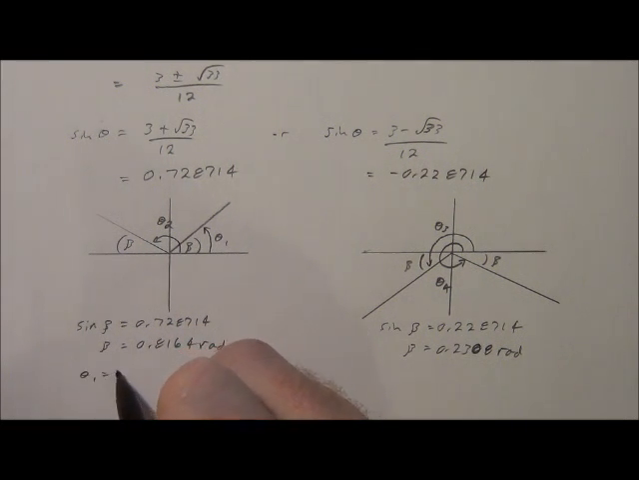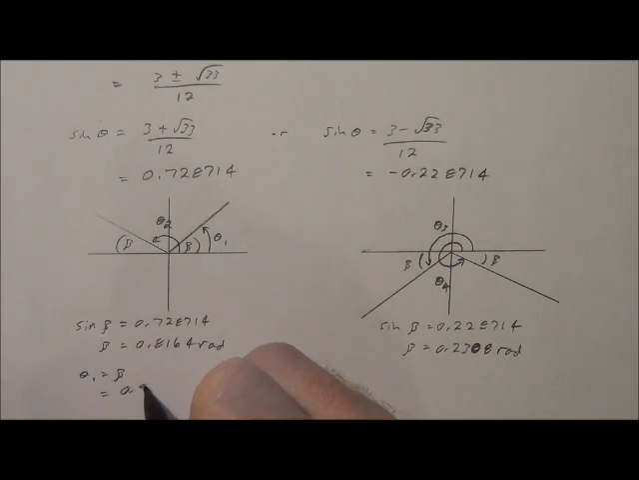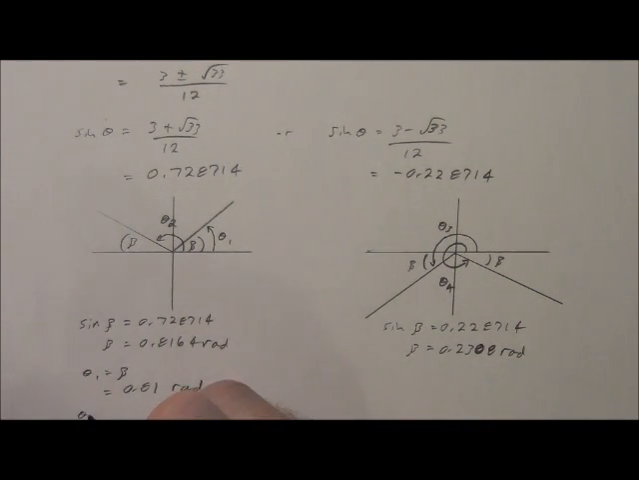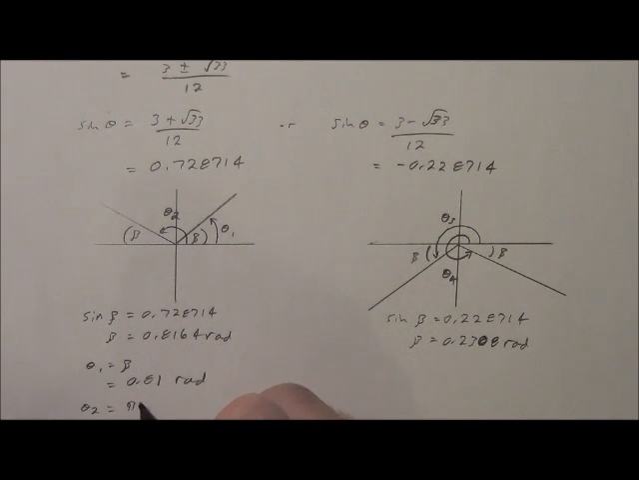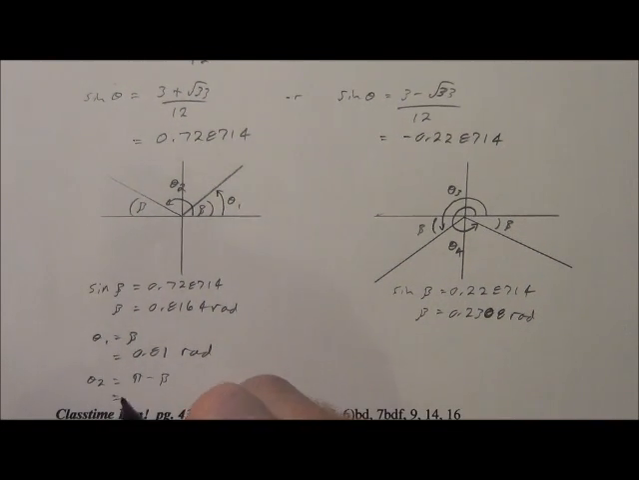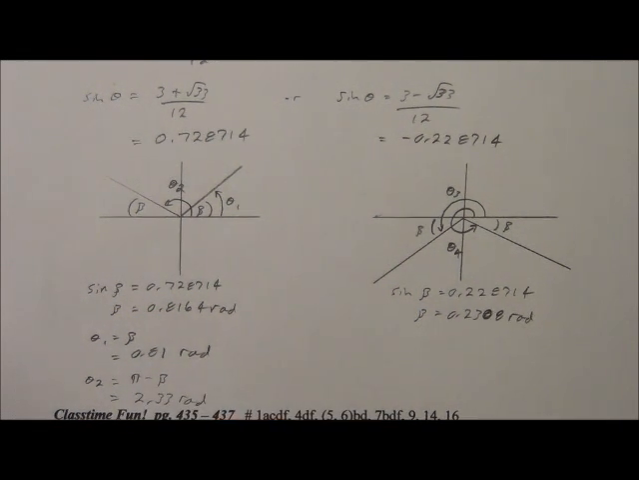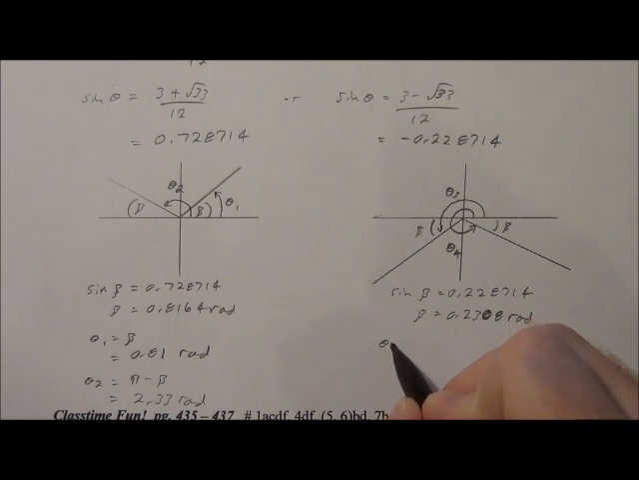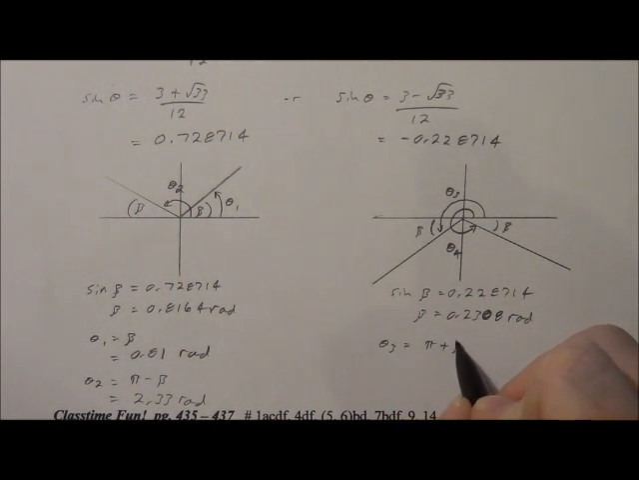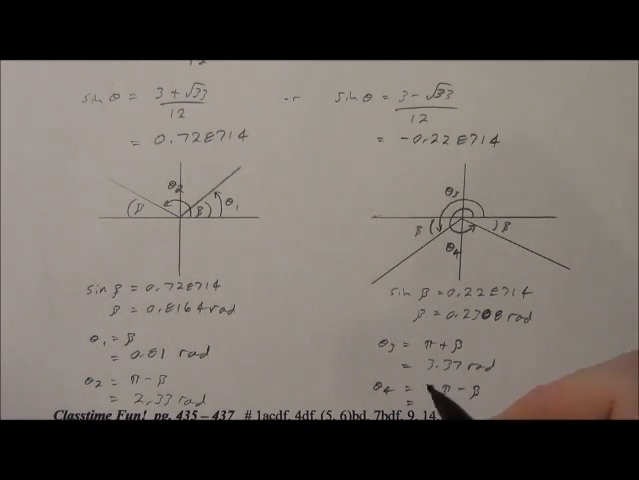And so theta 1 is the same as beta, 0.81 radians. And theta 2 is pi minus beta, which is 2.33 radians. Then over on this side, theta 3 is pi plus beta, which is 3.37 radians, and theta 4 is 2 pi minus beta, which is 6.05 radians.